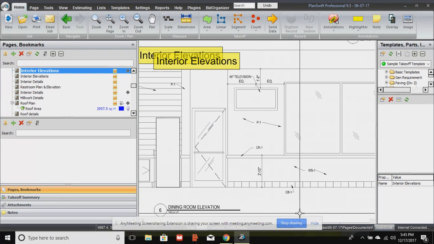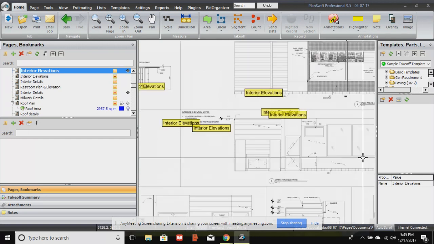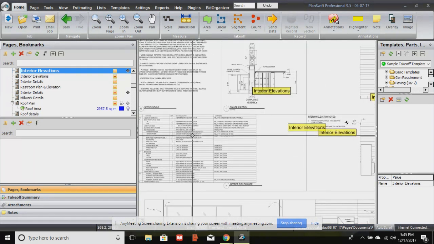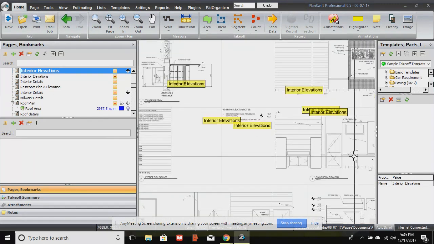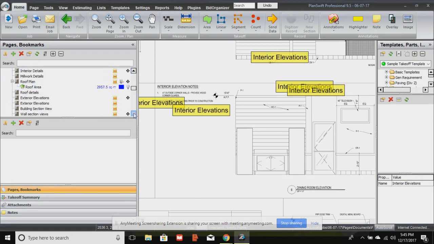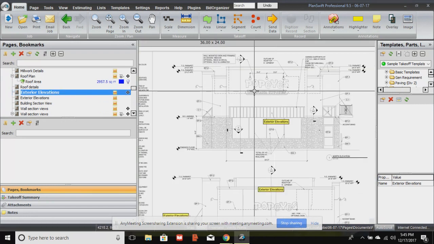So we have those abbreviations, P1, CR1, WS1. Well, that's from our finish schedule. And remember, schedule is just a fancy term for list. So interior elevation stands up the wall. It's not so much for construction, more for the finish trades. And then we'll look at an exterior elevation. So this is the outside of the building.